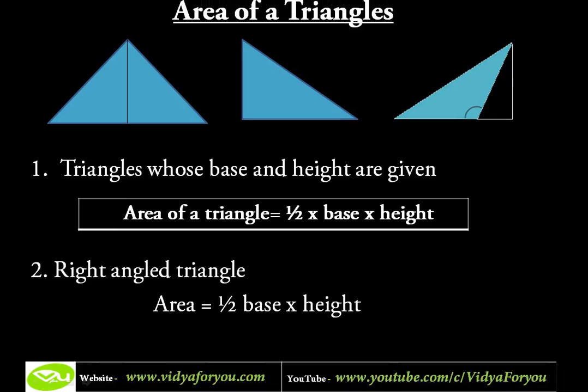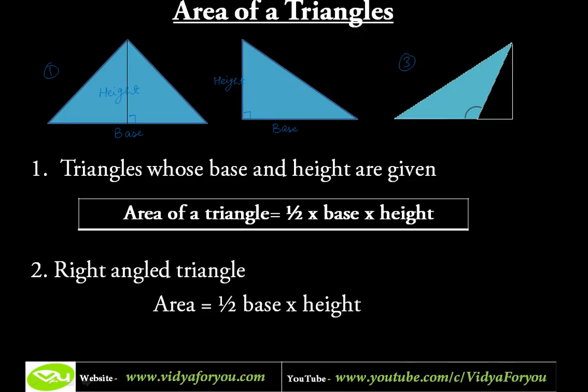It's very simple. Area of triangle is half into base into height. If we talk about the first figure, we have this triangle, and we can consider this as the base, and this is the height. So half of the multiplication of base and height. Second is the right angle triangle. You can take this as base and this as height, or vice versa. So the area of this right angle triangle is half into base into height.